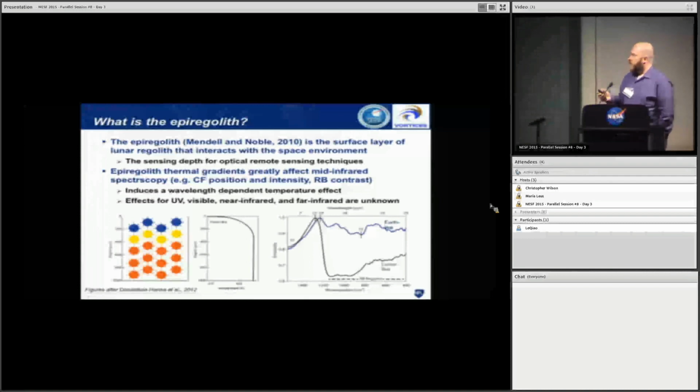And the really interesting thing about the epiregolith is that this is what you are sensing with optical remote sensing methods. In terms of a lot of the work that we do on Diviner in the mid-infrared, the epiregolith is really important because thermal gradients develop in the upper millimeter of the surface. This is something that Tim Glotch touched on this morning. And the bulk effect here is that it dramatically affects the emission spectrum of surfaces that have this thermal gradient over ones that don't. So this is what's being shown here in this bottom right-hand plot from Donaldson Hanna 2012.